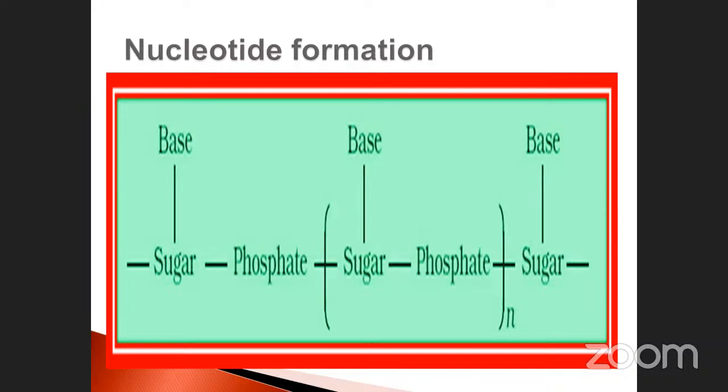This is the nucleotide formation. In every DNA molecule, a number of nucleotide molecules are present. A nucleotide needs three components: nitrogen base, sugar, and phosphate. How do they link? The nitrogen base and the sugar molecule are linked by the N-glycosidic bond, and the phosphate with the sugar molecule by the ester bond. Likewise, many such units united together in a chain are called a polynucleotide.